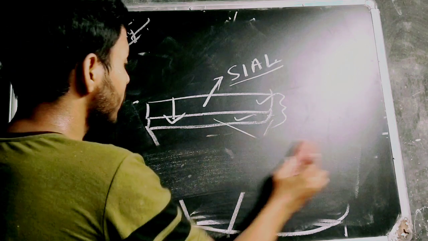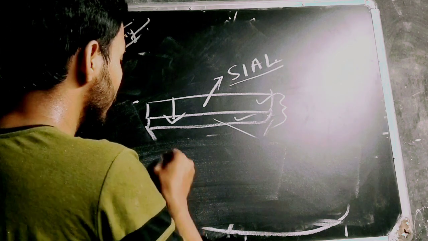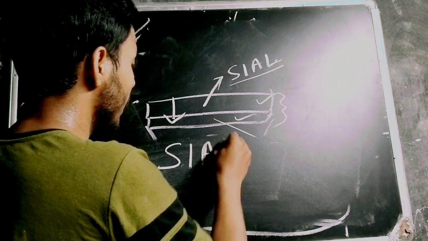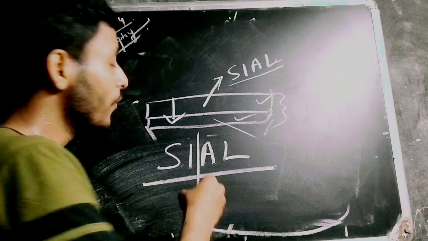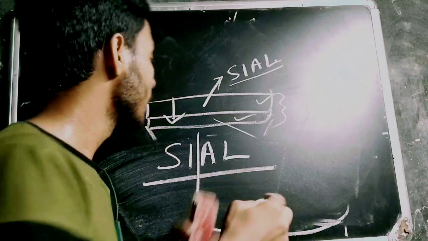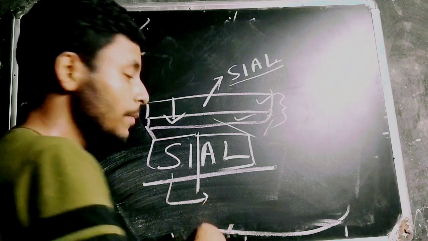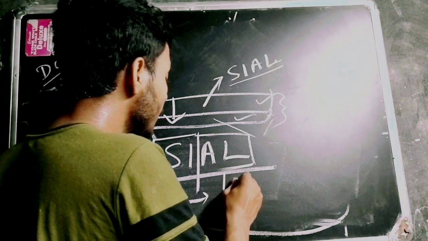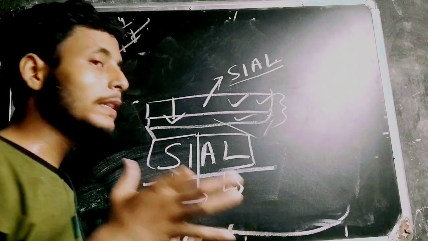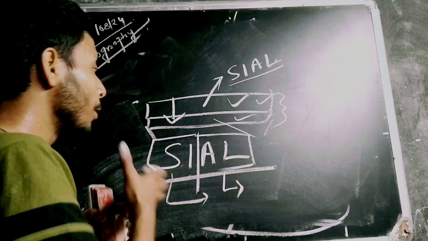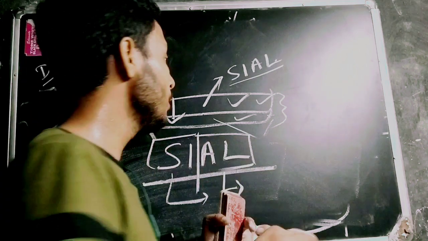What is the meaning of sial, S-I-A-L? If we divide these English letters into two parts, the first is S-I and the second is A-L. Si means silicon and Al means aluminium. So in this part there are two types of materials: the first is silicon and the second is aluminium.